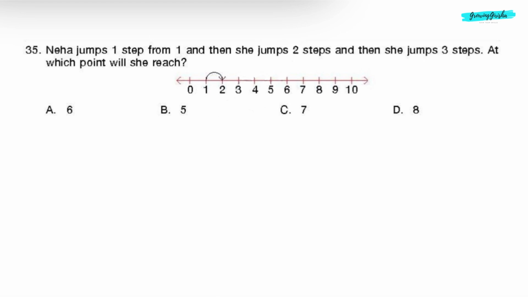Question 35. Neha jumps one step from one and then she jumps two steps and then she jumps three steps. At which point will she reach? First, she jumped one step. Then she jumped two steps. So one, two steps. Then she jumped three steps. One, two, three steps. So she reached at 7. So option C will be the correct answer.